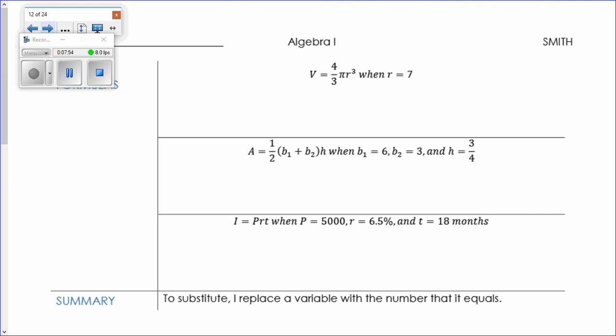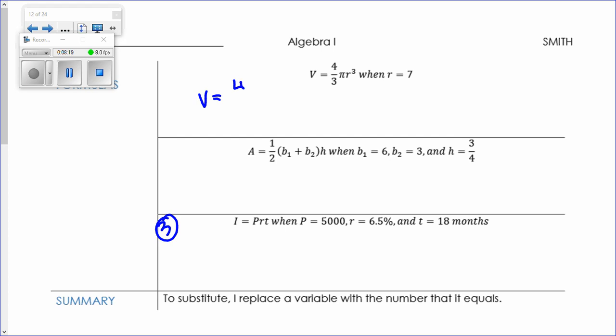Now, the next part, we're going to evaluate formulas. I'm going to do number 1 and 2, and you're going to do number 3 on your own. Okay? So we're evaluating these formulas. That means for this first one, it says V equals 4/3 pi r cubed when r equals 7. So we're going to find V when r equals 7.